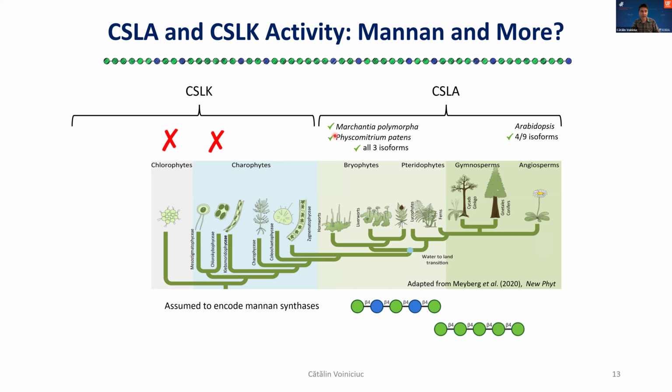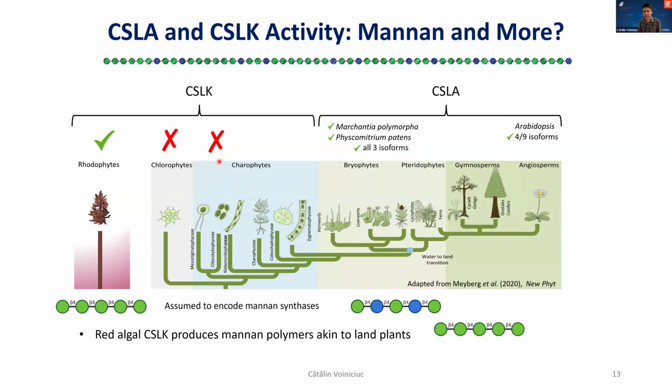Surprisingly, the green algae, for example chlorophytes or charophytes, were assumed to produce mannan, but we didn't find any positive evidence to support that. Meanwhile, the more distantly related red algae appear to produce bona fide mannan. So that suggests that even if the red algal enzymes are producing mannans, perhaps there's been some functional diversification in the green algal clades we analyzed.